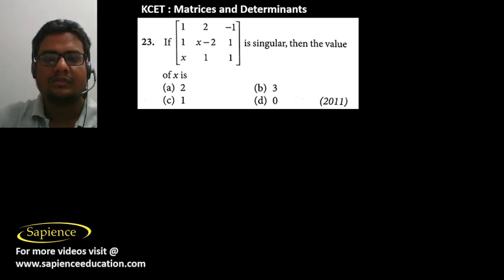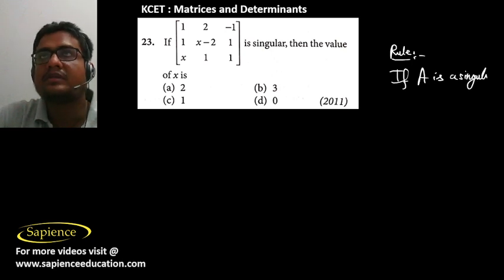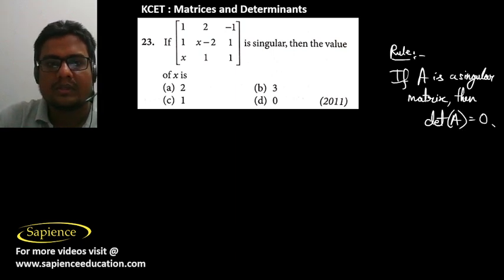And then in question number 23 it is told, if this matrix is singular then the value of x is. So the rule is that if the matrix A is a singular matrix, then the determinant of A should be equal to 0. So here the determinant of A, that is the determinant of 1 2 minus 1, 1 x minus 2, 1 x 1, that should be equal to 0.